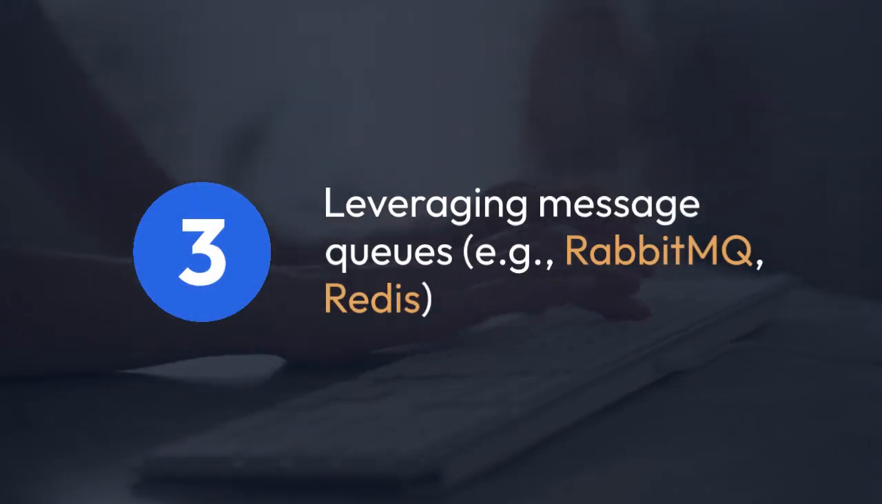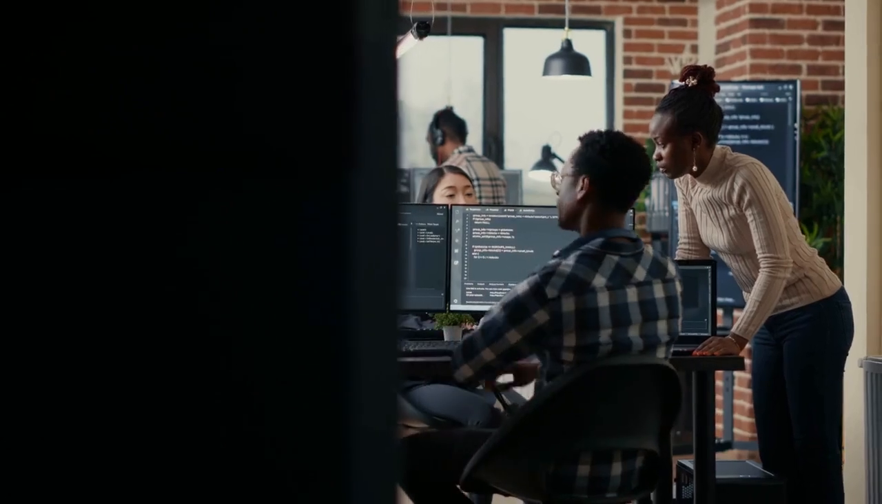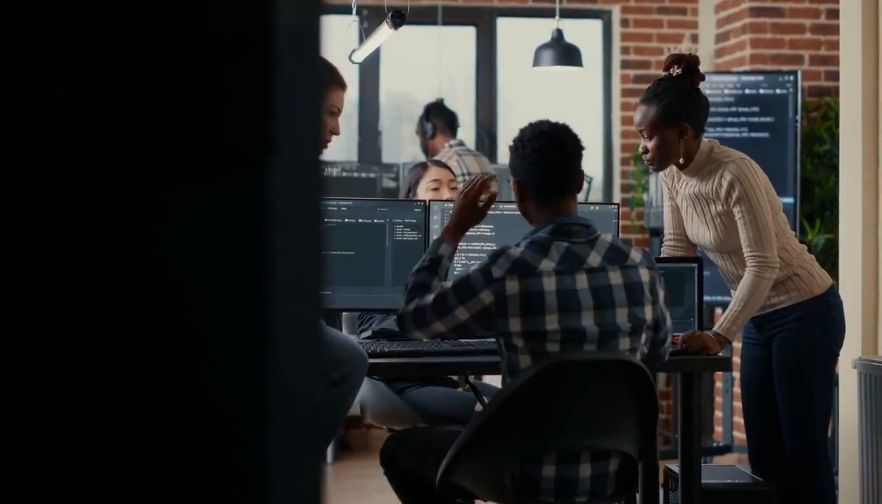3. Leveraging message queues, for example, RabbitMQ or Redis. Message queues offer a more sophisticated approach to concurrency. You can have a central queue manager that distributes tasks to worker processes.